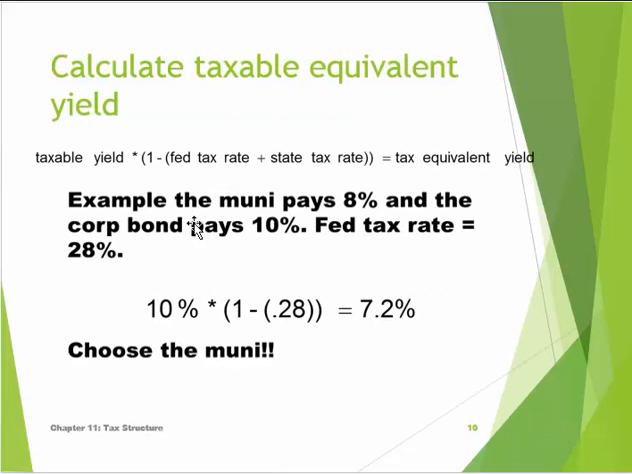So there's a calculation, right? The municipal bond is paying 8% and the corporate bond pays 10%. If you're at a federal tax rate of 28%, the question is, do you want to receive the muni and have 8%, or do you want to receive the corporate bond and pay tax on 10%? Well, after you pay the taxes on the corporate bond, you're going to be left with 7.2%. So which would you rather have after taxes, 7.2% or 8%? And of course, you'd rather have the 8%.